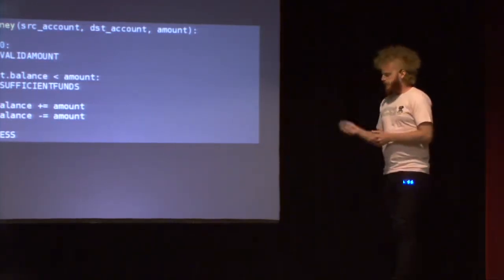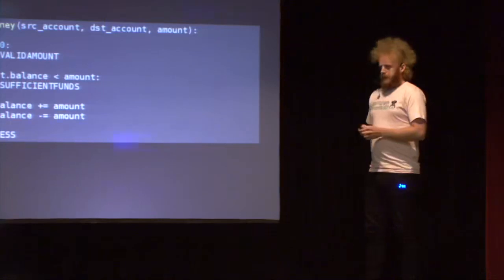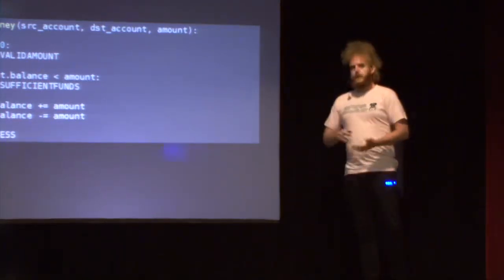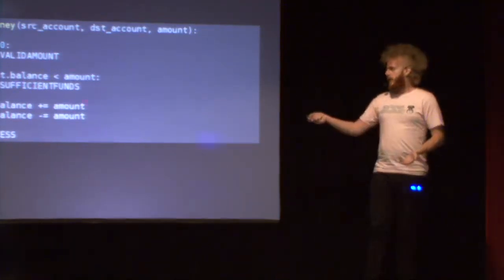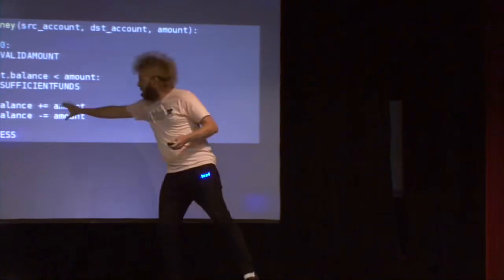So there's actually two bugs in this, well, three, but two different types of bugs. The first is a time of check, time of use bug in between the check as to whether the source account has enough money and the actual transfer being done. The other one is kind of in these plus equals and minus equals.